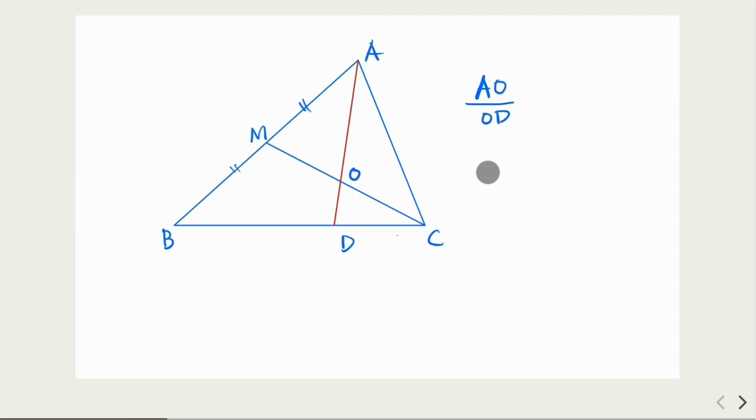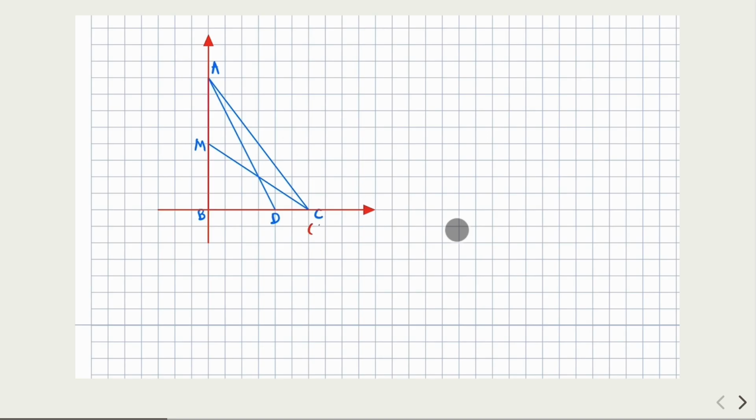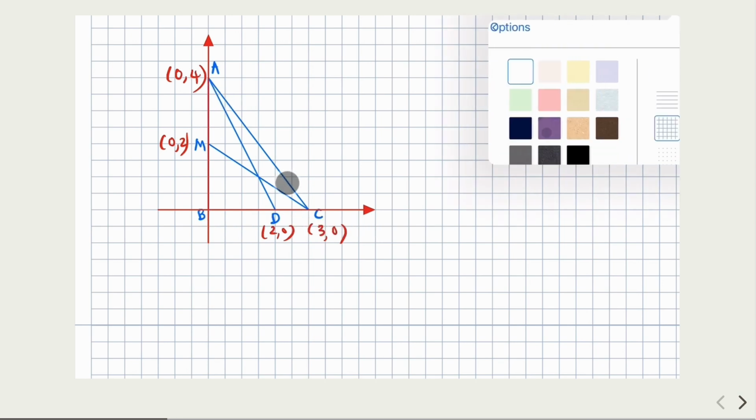And here's the diagram. We're trying to figure out AO over OD. It is to our advantage to use the famous 3, 4, 5 triangle for our problem. As we mentioned earlier, the shape of the triangle doesn't really matter. So I have recreated the problem here with a 3, 4, 5 triangle. I have the coordinate system here, and the key point here is shown.